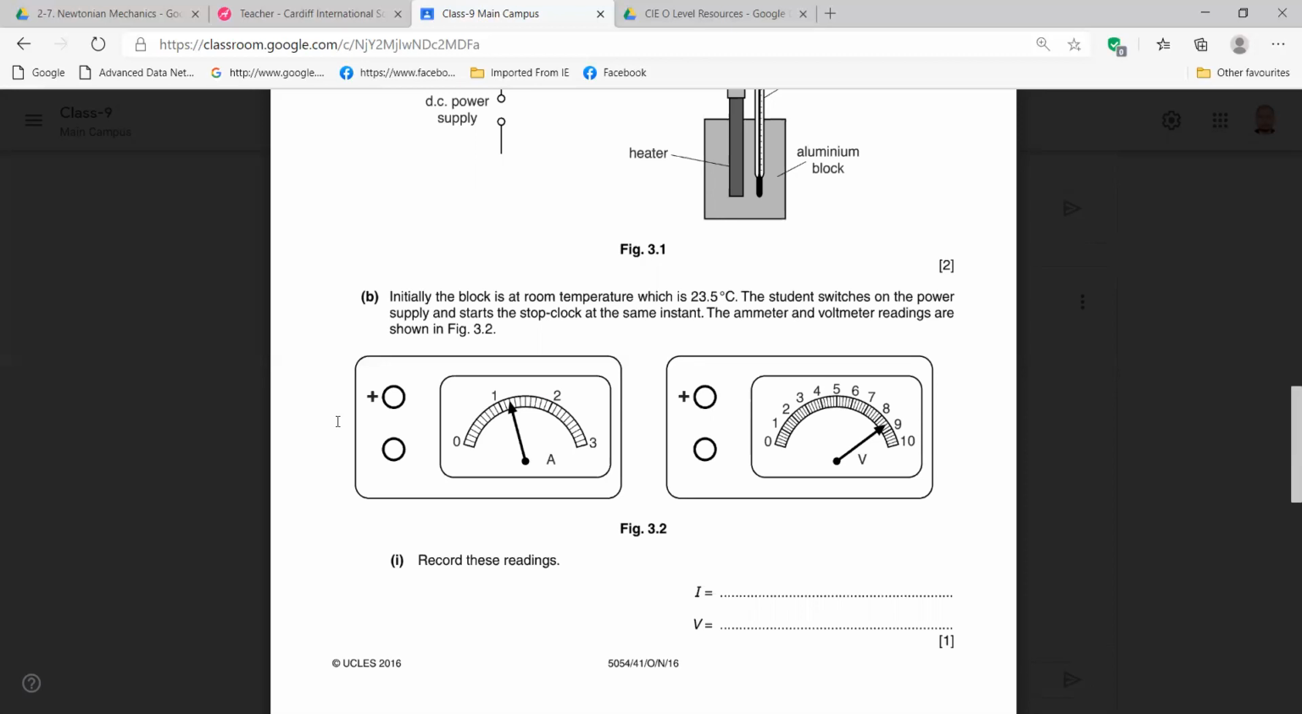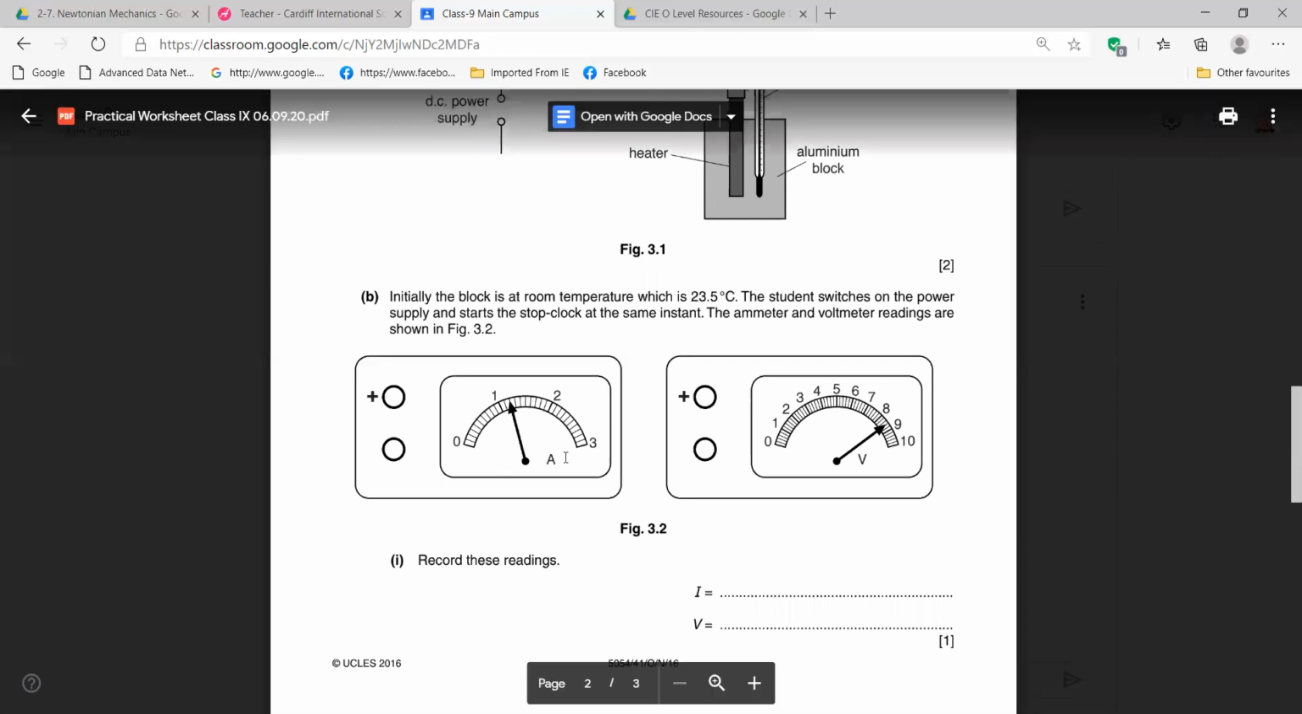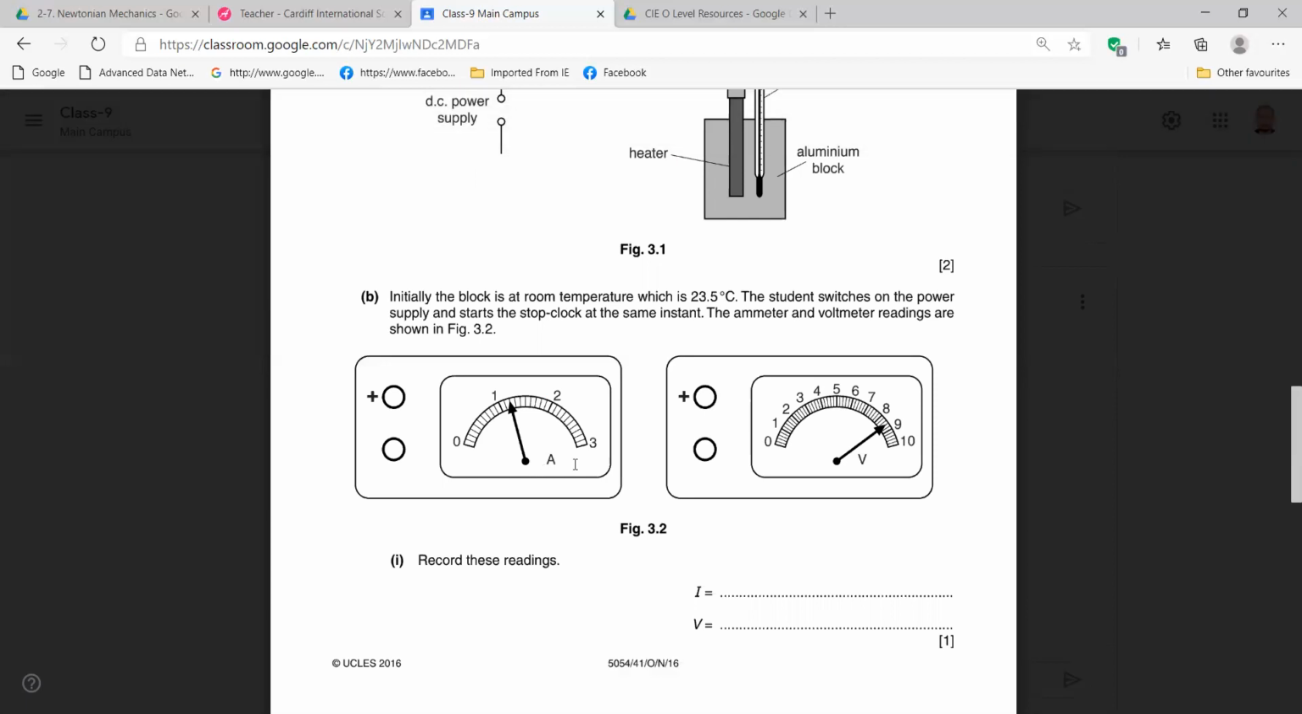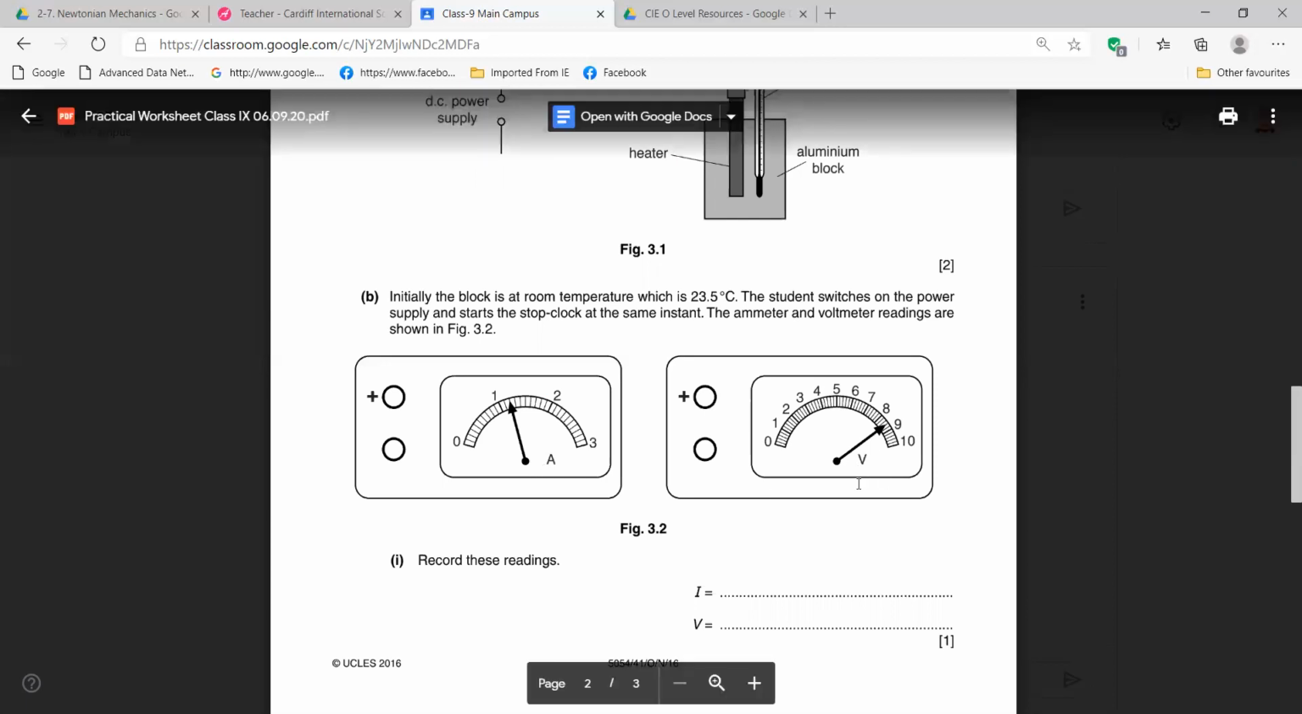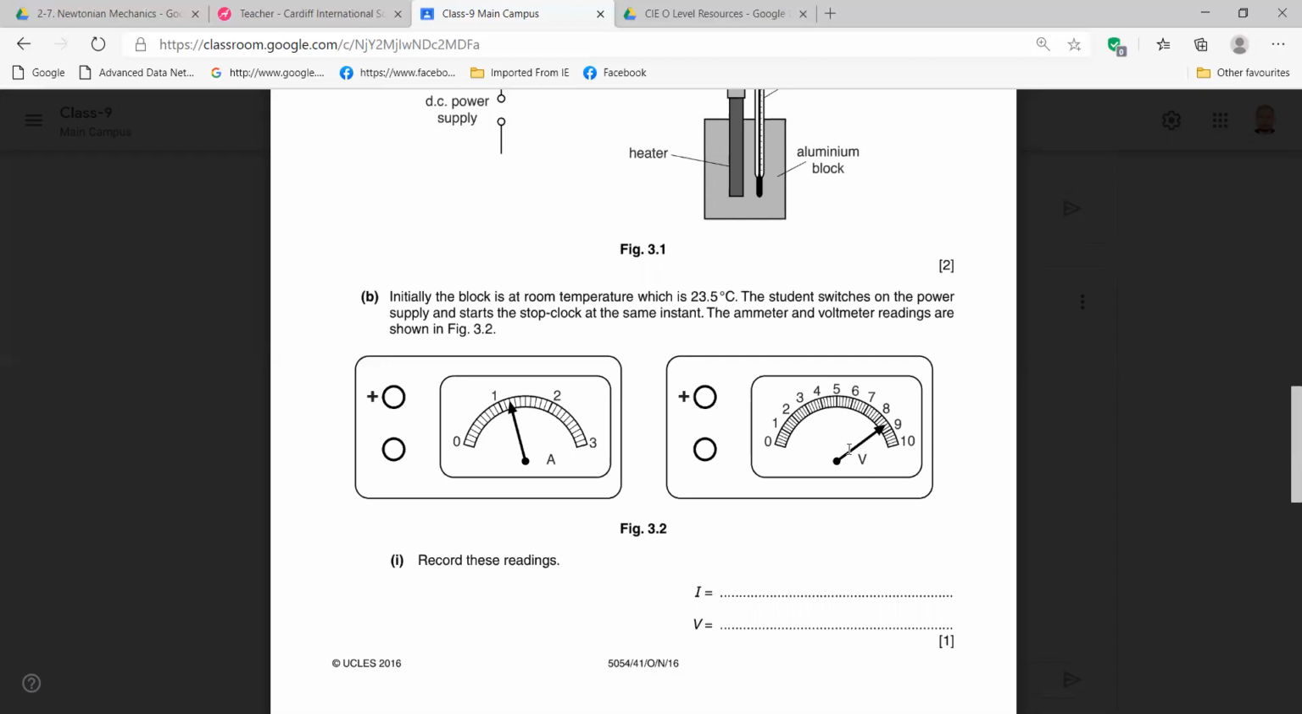The ammeter and voltage readings are shown. Which one is the ammeter? The first one, the left one, is the ammeter, and the second one is the voltmeter. It's written A. That means it is measuring current, ampere. That is ammeter. Which one is measuring the voltage? That is called voltmeter. So record these readings. I is for current and V for voltage.